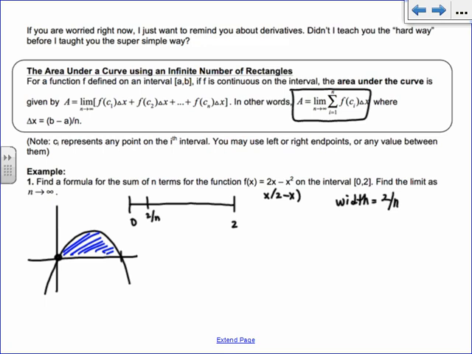So if I want to talk about each one, right, I have 2 widths to get 4 over n, 3 widths to get 6 over n. If I want the i-th point, its right endpoint is going to be 2 over n times i, 2i over n. Okay, that's where we're getting that.